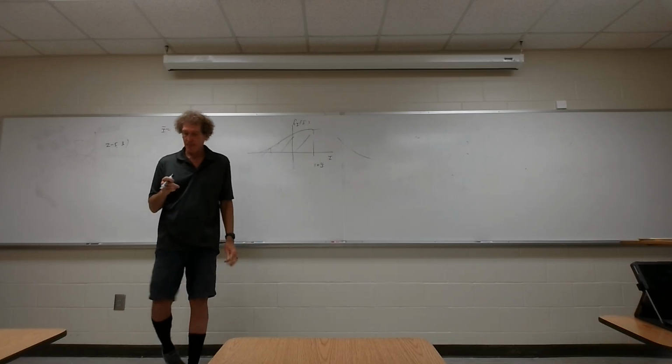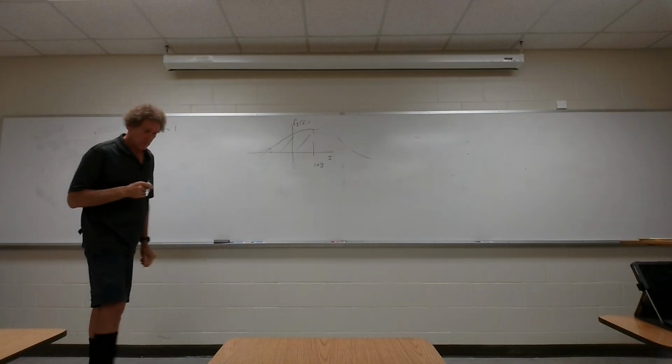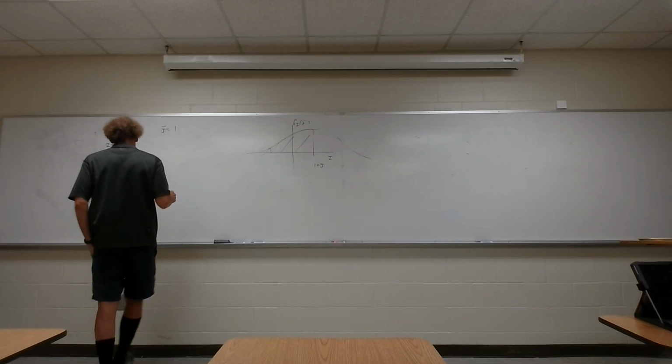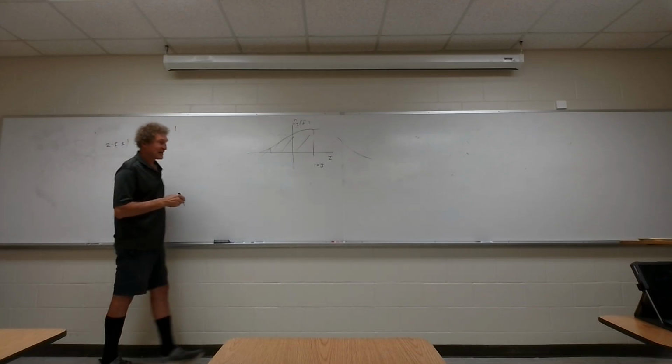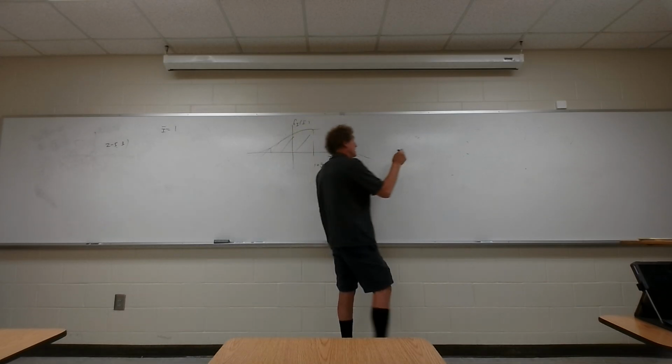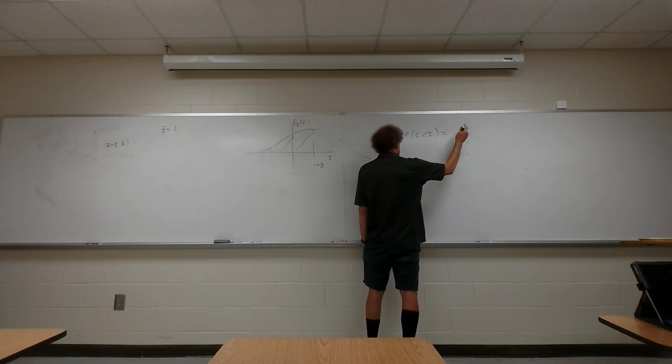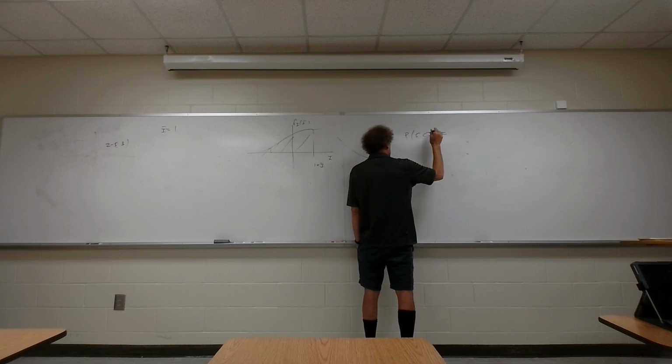What's the other part? It also has a probability of 0.0228 of having a value greater than 5. So the probability that the current is greater than 5 is 0.0228.